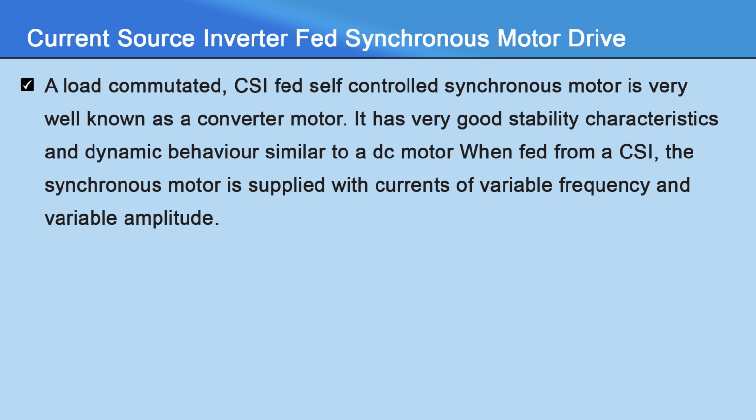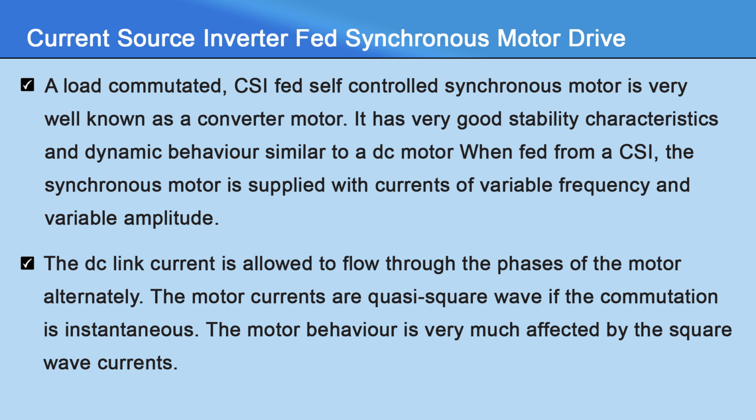When fed from a CSI, the synchronous motor is supplied with current of variable frequency and variable amplitude. The DC link current is allowed to flow through the phases of the motor. The motor currents are quasi square wave if the commutation is instantaneous. The harmonics present in the stator current cause additional losses and heating. A current source inverter is capable of regeneration. No additional converter is required, and 4-quadrant operation is simple and straightforward.